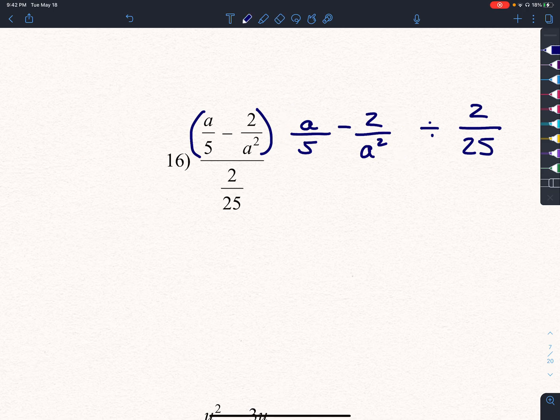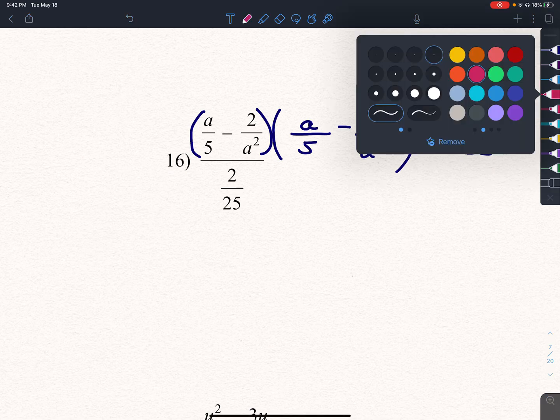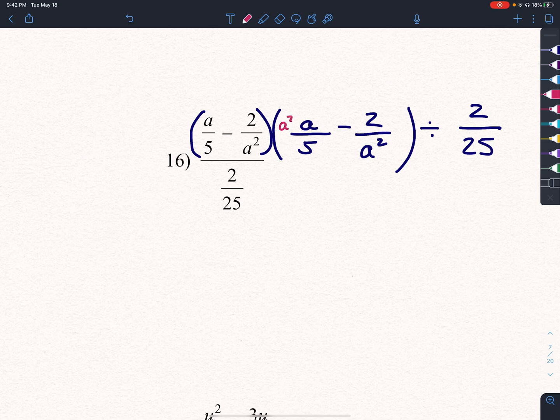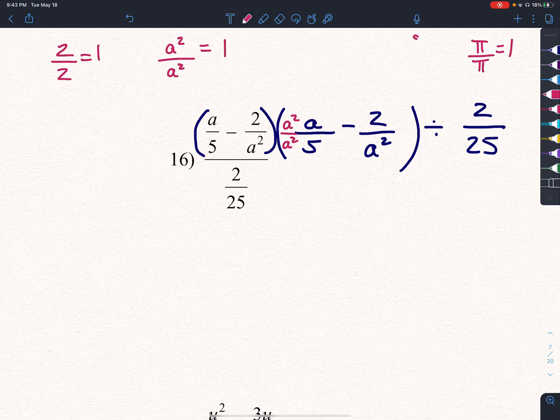Let's make a little bit of space, shrink this down a little. Okay, so a squared over a squared. Just to make sure everything is crystal clear here, a squared over a squared would simplify to 1, right? The same way that 2 over 2 is 1, or pi over pi is 1, or 86 over 86 is also 1. Any case where your numerator and denominator are the exact same number, it's 1. So this is just saying a over 5 times 1.